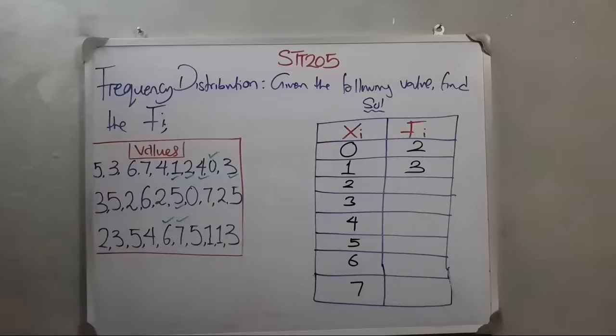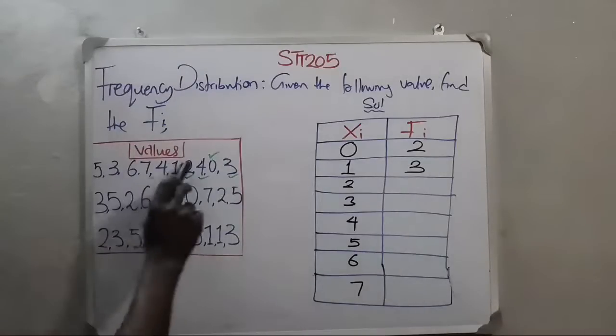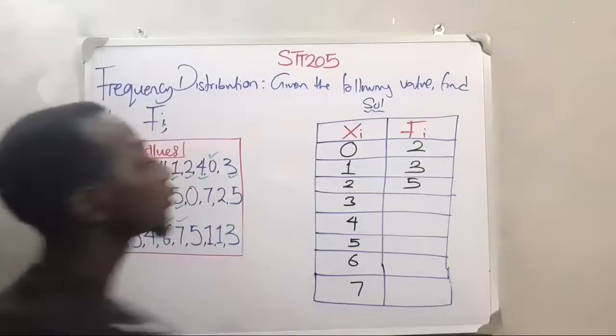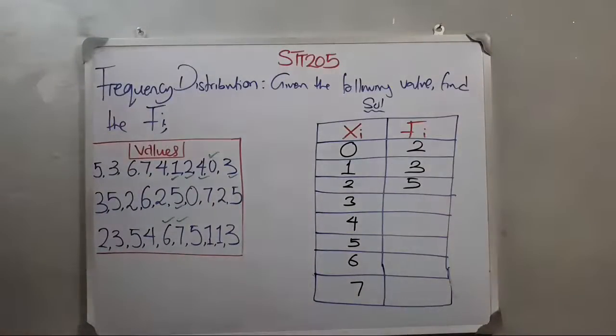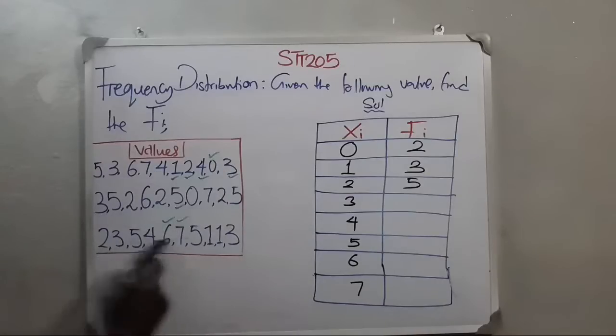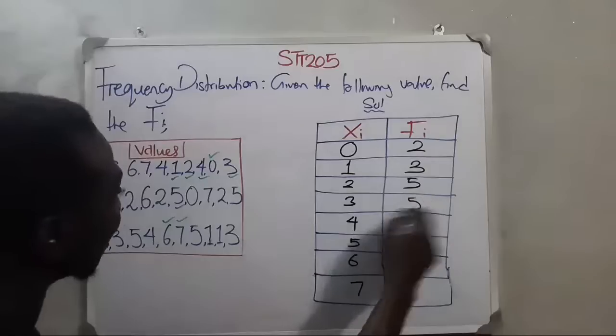Now we go next to 2. We check what is the frequency of 2 in the distribution. Is anything here? 1, 2, 3, 4, 5. That is 5. Now let's move to the next one, which is 3. We check the frequency of 3 in this distribution. We have 1, 2, 3, 4, 5. So that is 5 for 3.